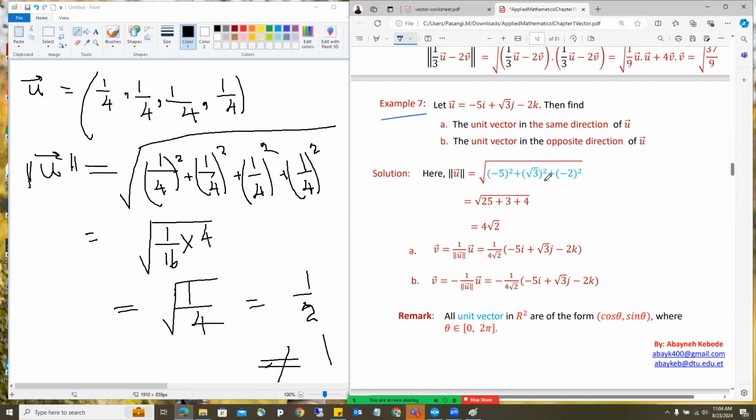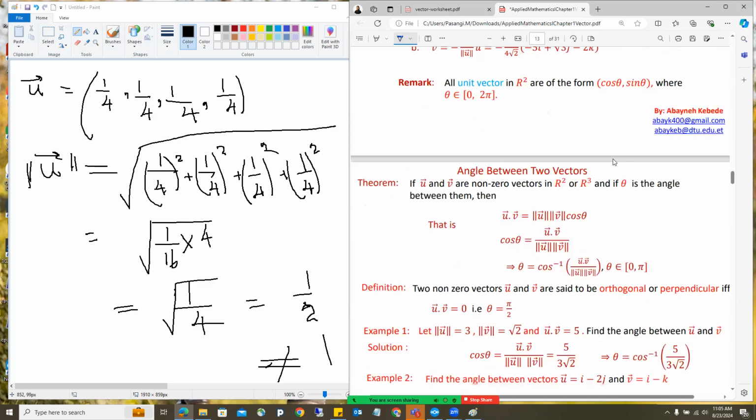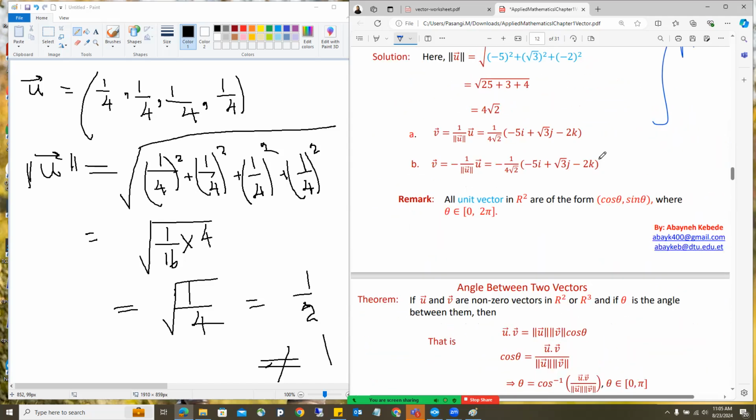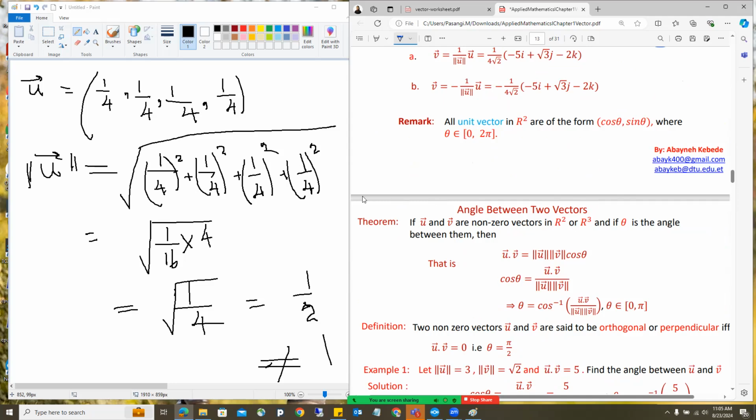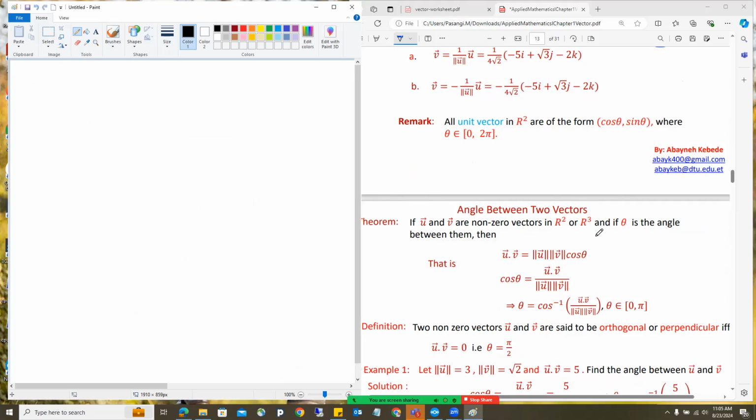Example 7 I'll let you do as homework, otherwise it will take some time. We need to complete these vectors and move to the next lesson. See, here they are now defining the angle between two vectors. I already told you this one.